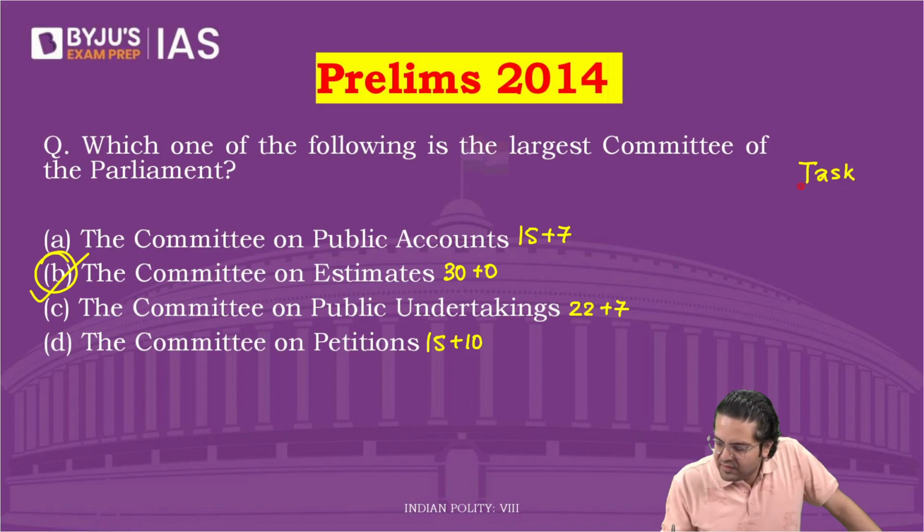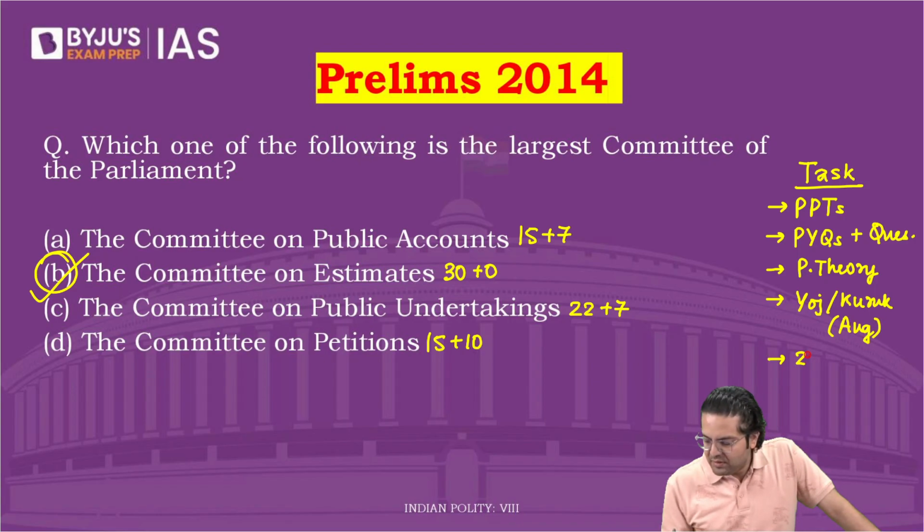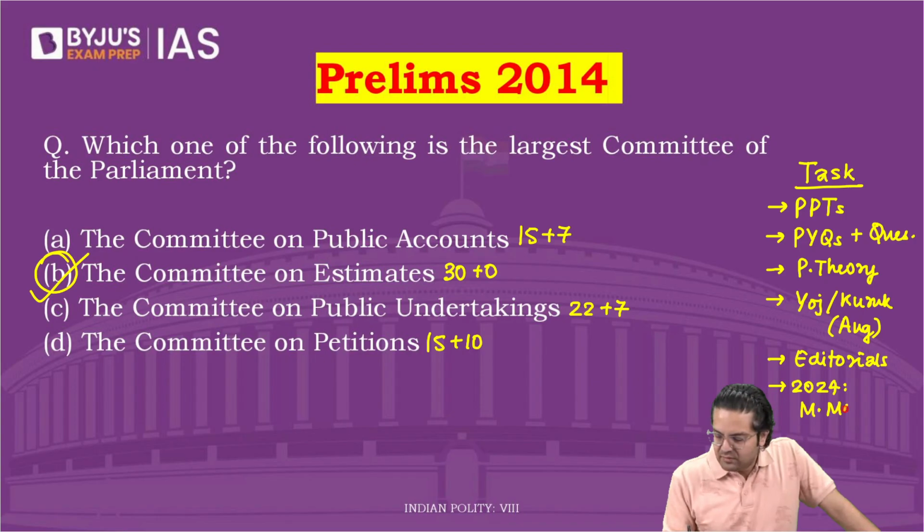You have the PPTs to revise. You have the PYQs to write, plus the questions I gave in the class. Then you have the book Political Theory to revise. You have Yojana and Kurukshetra revision going on alternatively for the month of August, I hope. Then from the newspaper, it is mandatory to read editorials. And lastly, for 2024, the monthly magazine. Task for today.